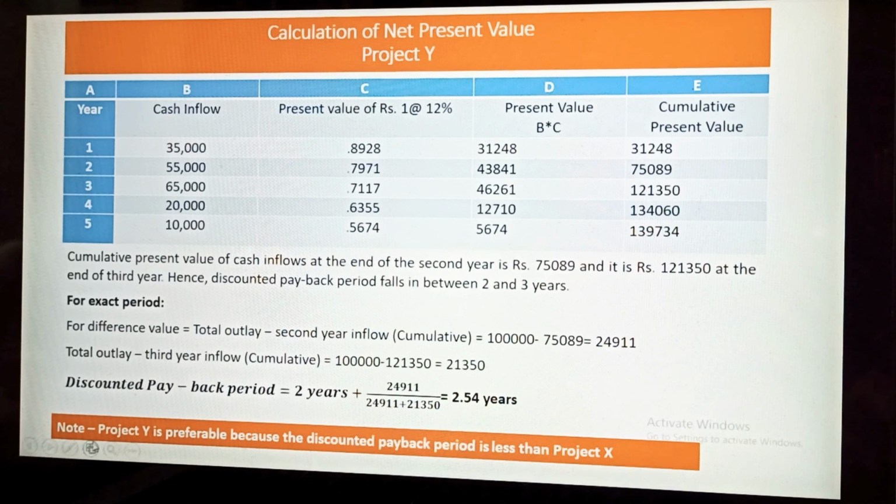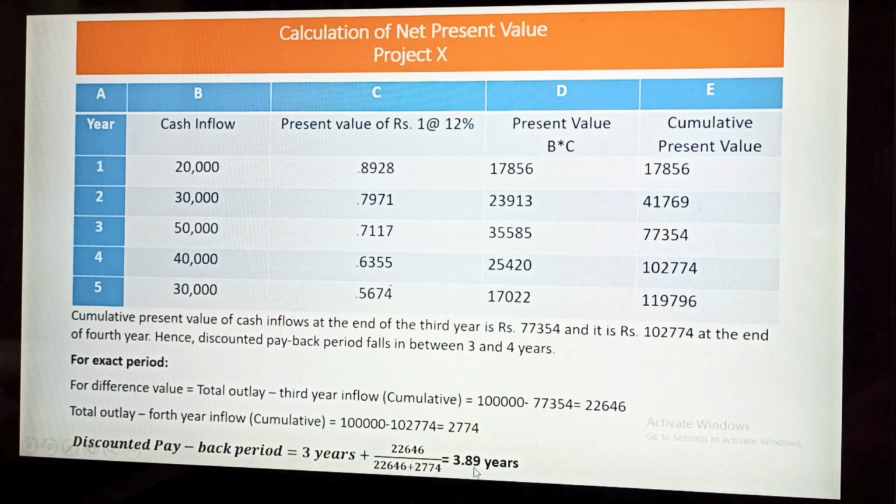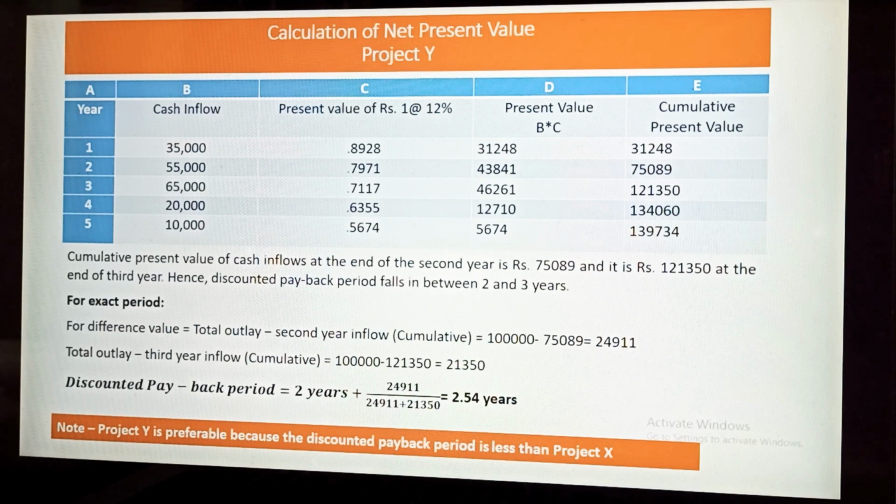Okay, so note it is there. Now the question is which project you will select. Under these two projects, the project which is taking lesser time, that project you will select. So project Y is preferable because its discounted payback period is less than project X. In project X it was 3.89 years, means today you are investing 1 lakh rupees and after 3.89 years you are getting back this 1 lakh rupees. But in case of project Y, you are investing 1 lakh rupees today and after 2.54 years you are getting this 1 lakh rupees back, which means project Y is giving your 1 lakh rupees earlier than project X. So that's why you have to choose this one.